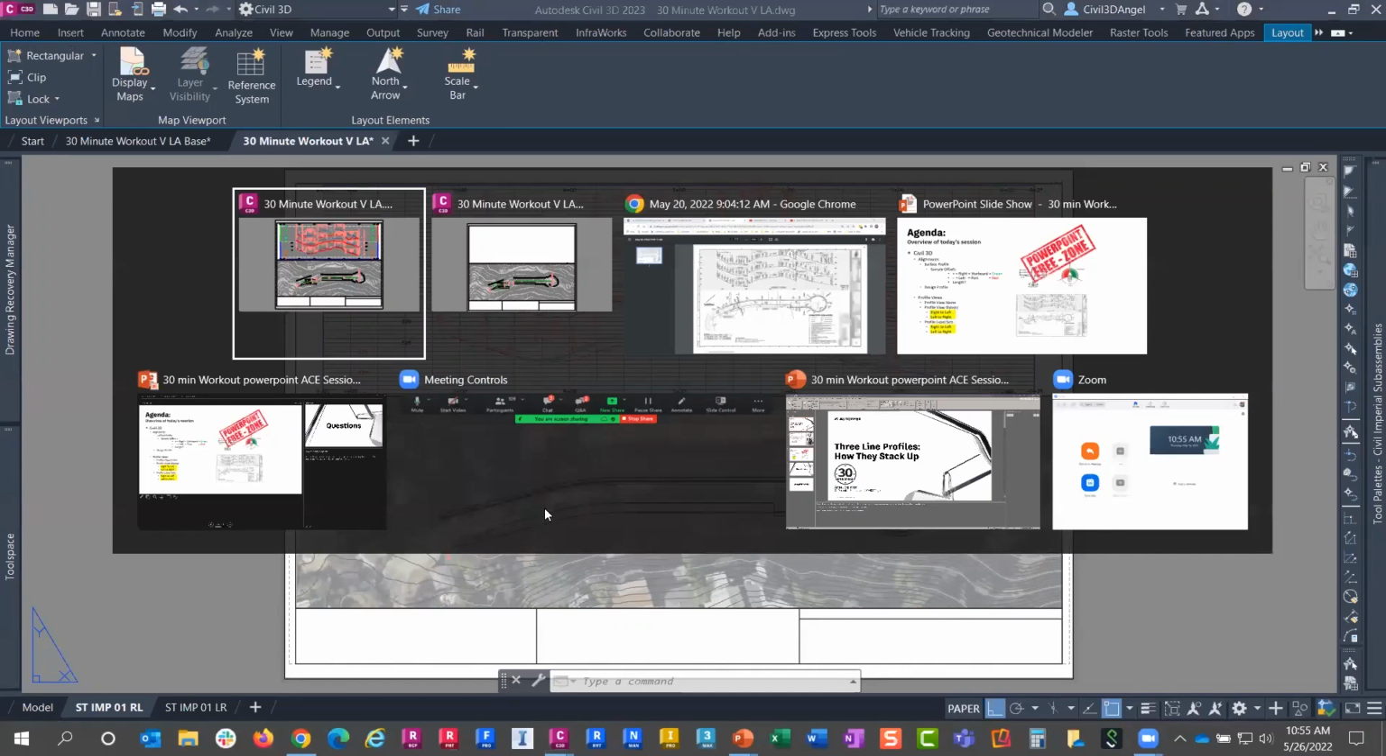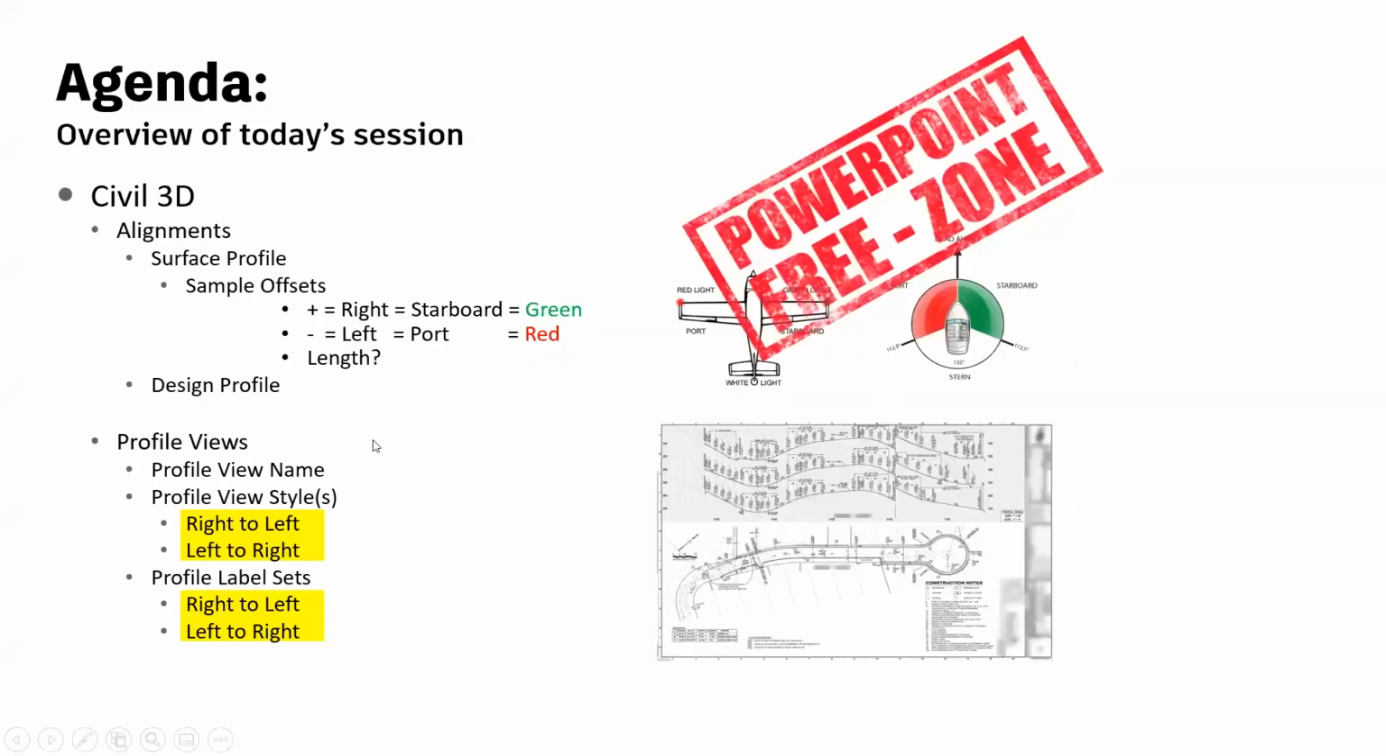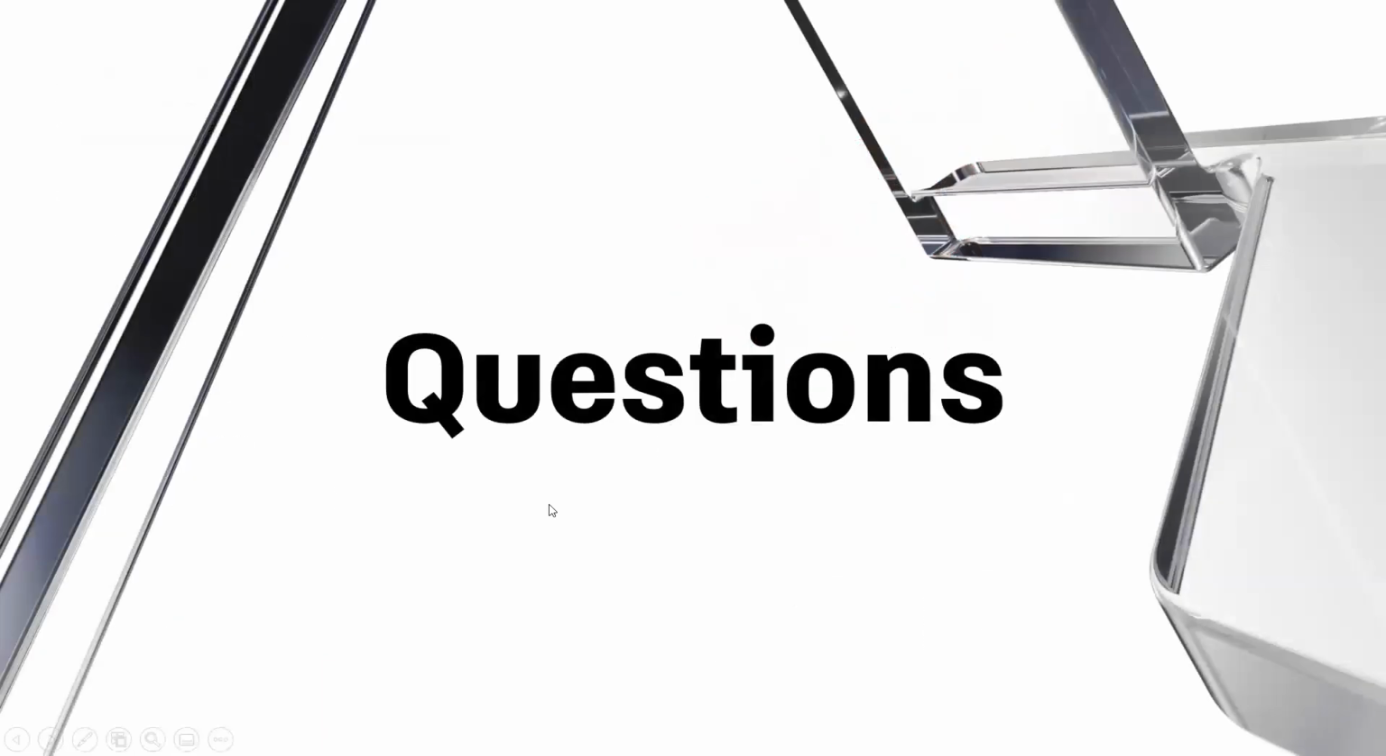I'll come back over here to the PowerPoint and see if there were additionally any questions. So we talked about the ability to sample offsets, rights and lefts, and then the naming, and then what happens when we create profile views from right to left versus left to right, and the same for profile label sets from right to left, left to right. And that's for everybody, even when you don't have those 3-line profiles. So with that, I'm going to see if there's any questions, gentlemen.